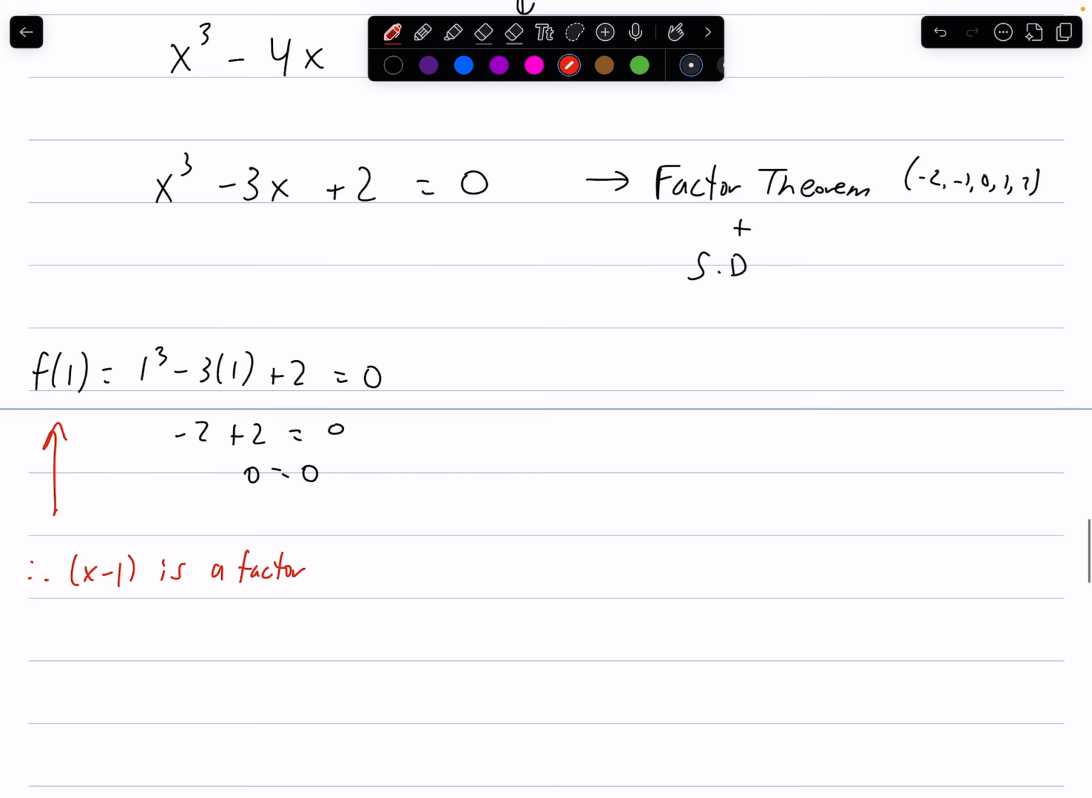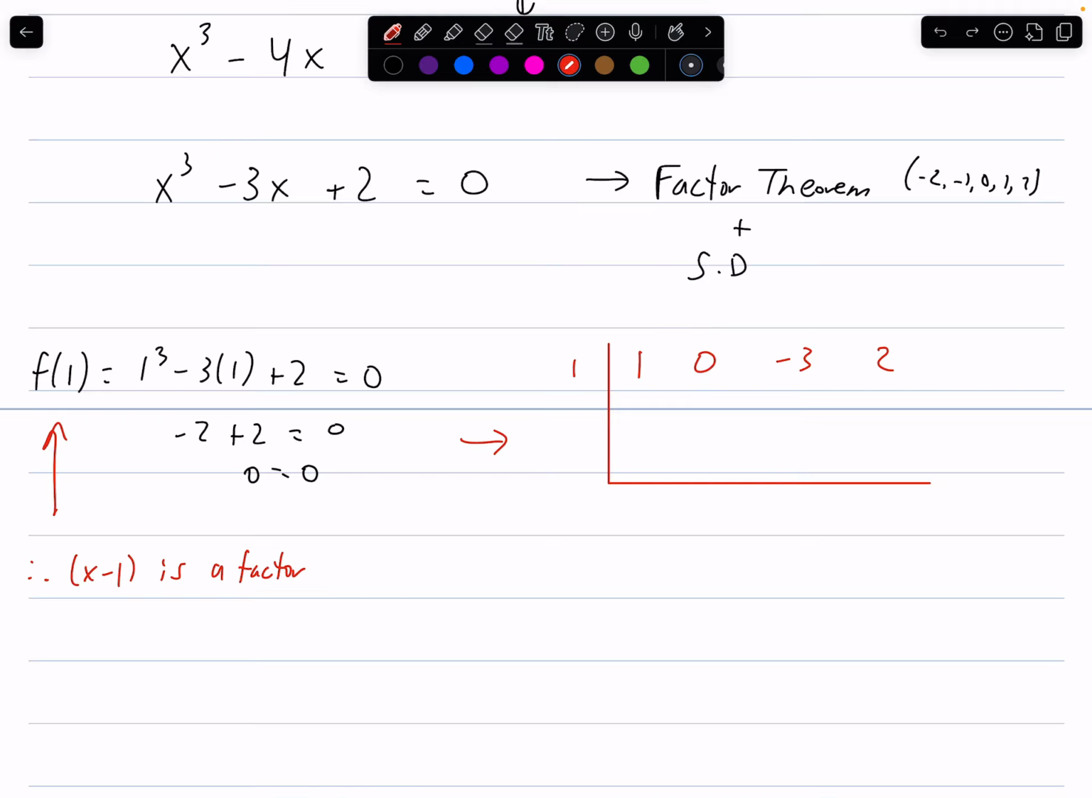Now that we know it's a factor, we're going to take that 1 and do the synthetic division with the original function. So it's going to be 1, 0, -3, and 2. Remember, the reason we have that 0 is because we don't have an x squared term. That's why I have to put that 0 in there as a placeholder.